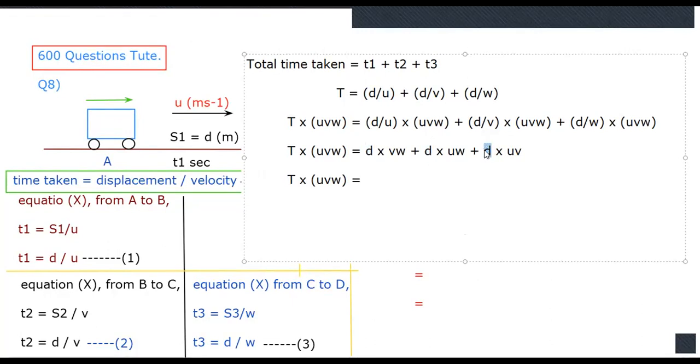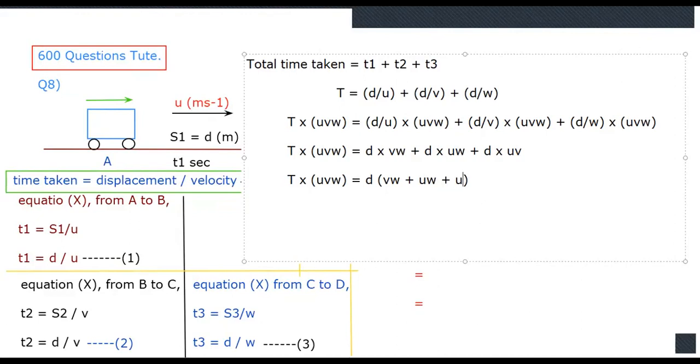But if you consider the other side, you see simple D and this simple D and this simple D. What do you think about them, dear? Simple D, common. Therefore, simple D can be taken out from a bracket. So what are the remaining terms inside the bracket? VW. Then plus D is taken out, so what is the remaining? UW. Right. Similarly, D is taken out, so what are the remaining terms? UV.